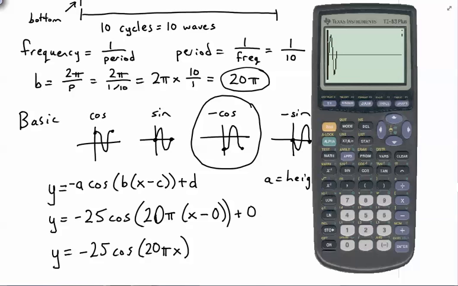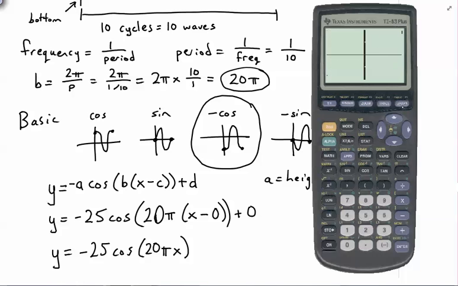I've got 1, 2, 3, 4, 5, 6, 7, 8, 9, 10. This graph finishes 10 cycles in 1 second. Now if I go from negative 1 to 1, you'll be able to see that this finishes 20 cycles in those 2 seconds. Super hard to see. So let me zoom in again. Maybe I'll just go from negative 0.5 to 0.5.